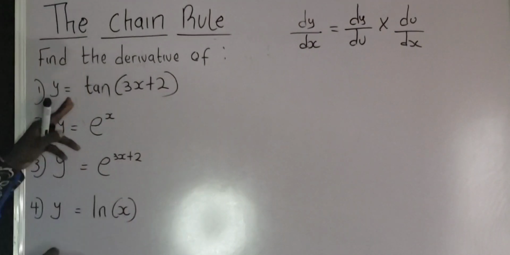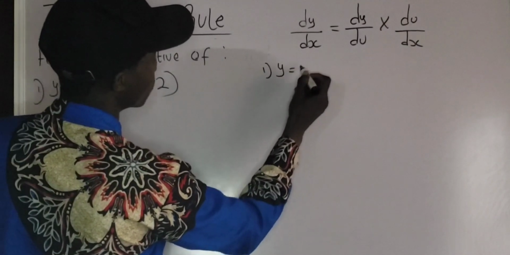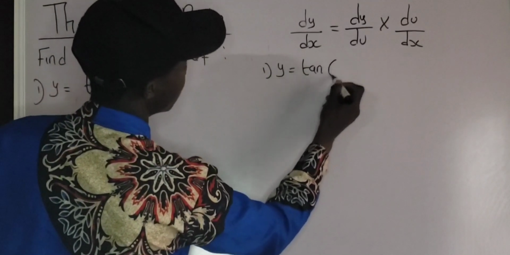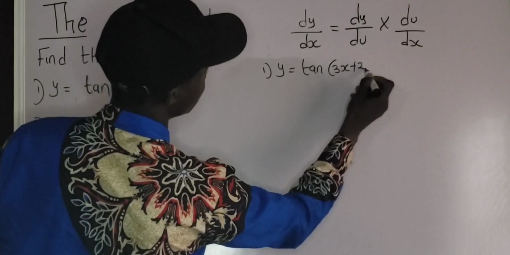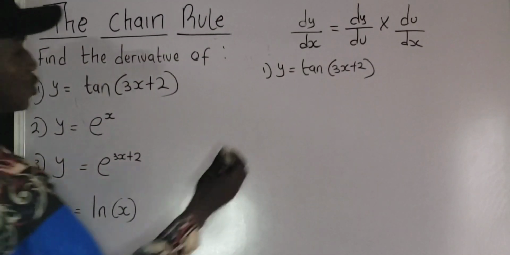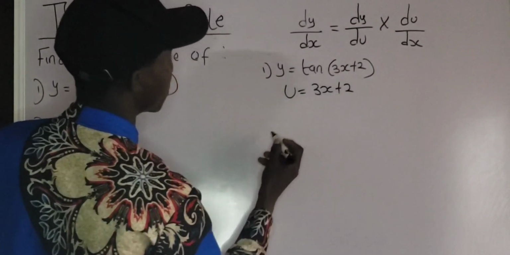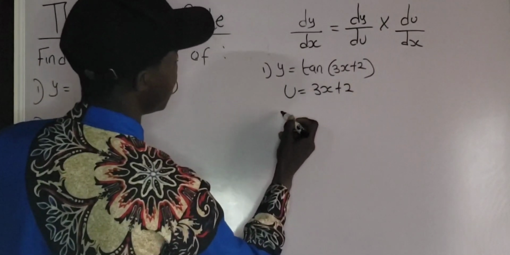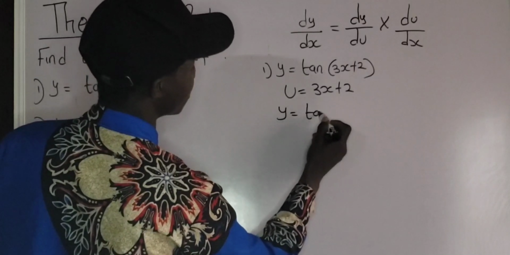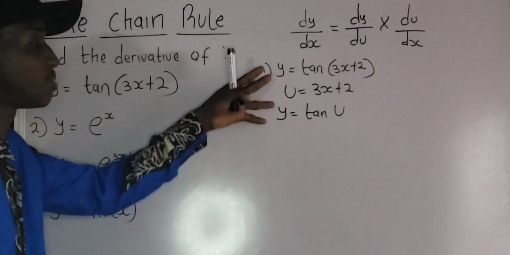We have y = tan(3x + 2). The first step is that we're going to set the inner function equal to u. So u = 3x + 2. Okay? So definitely y will be equal to tan u. So the next step is that we're going to differentiate both functions.